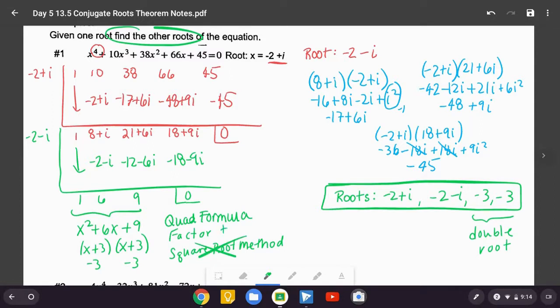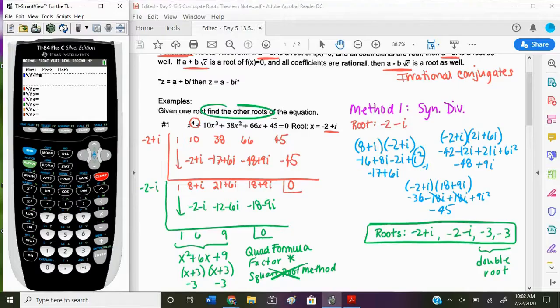So we went with the factoring method. All right, let's take a look at the graph of this polynomial to verify what it really looks like, and does it appear to have a double root as we suspect. So I'm going to go to y equals, and I'm going to type in my equation. I have x to the 4th plus 10x cubed plus 38x squared plus 66x plus 45. All right, so I'm going to hit graph.